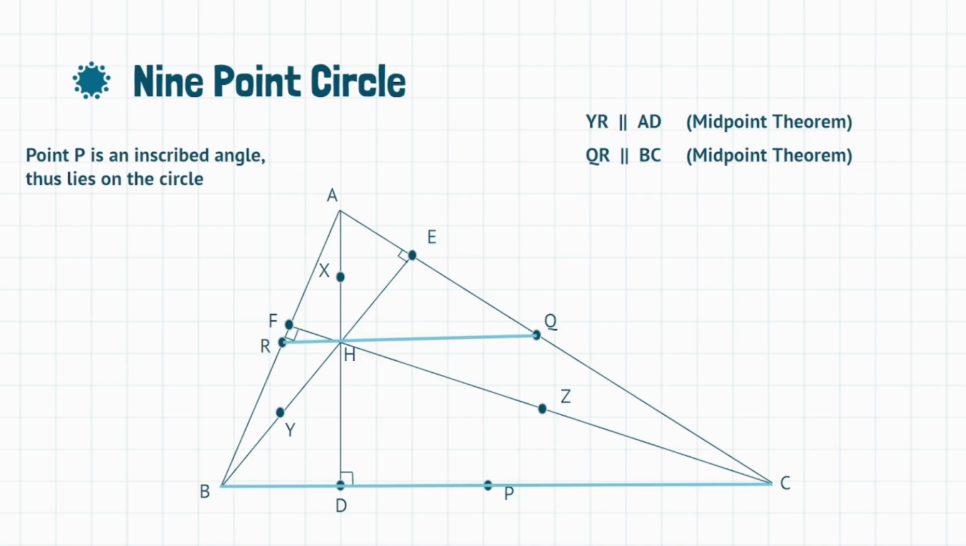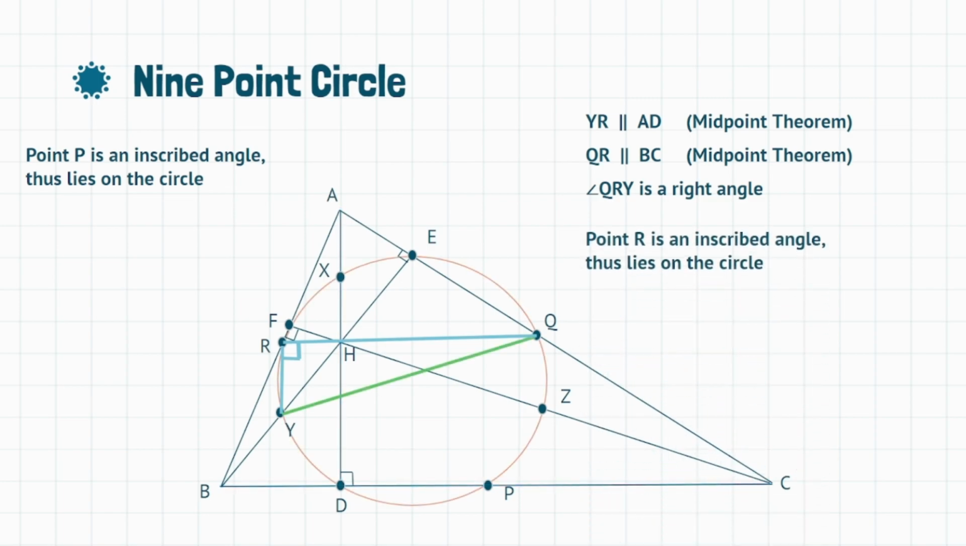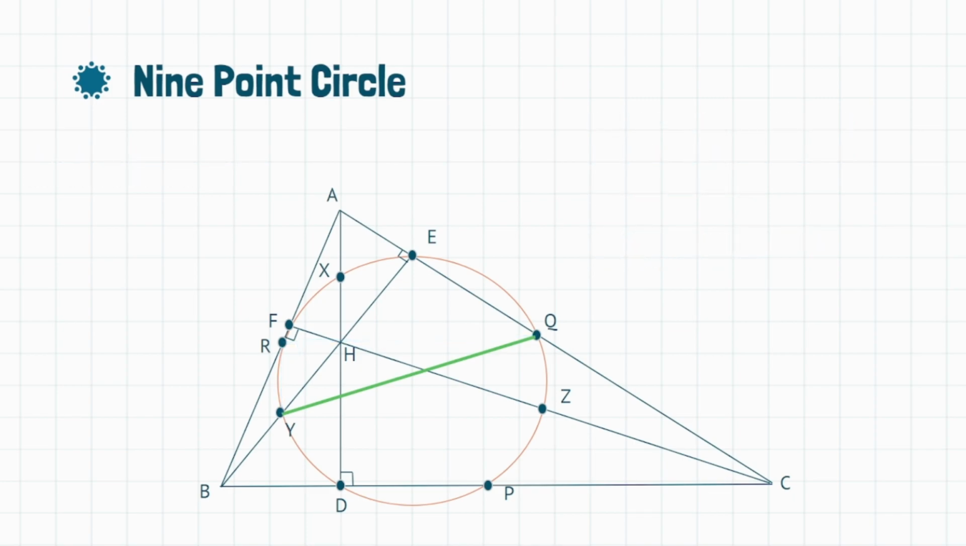Since RY is parallel to AD and RQ is parallel to BC, and AD is perpendicular to BC, RY is perpendicular to RQ. Thus, angle QRY is a right angle. Since the endpoints of QRY are the endpoints of diameter YQ, we have shown that point R lies on the circle with diameter YQ. So far, we have shown points P, Q, R, and Y lie on the same circle in which YQ is the diameter.